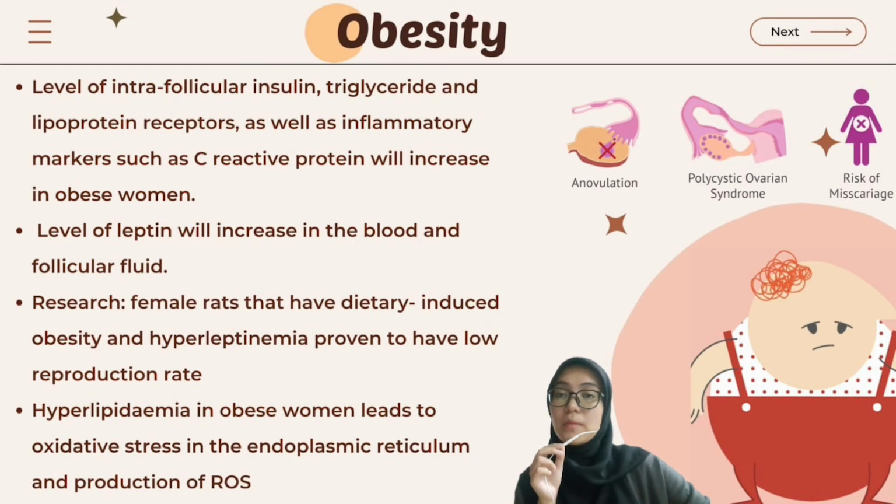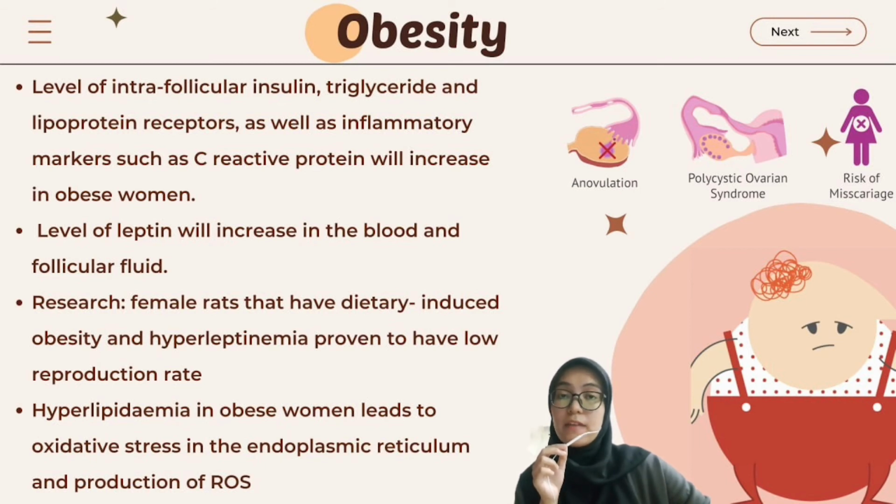Moreover, being obese has negative effects on oocyte aging. When a woman is obese, the level of intrafollicular insulin, triglyceride, and lipoprotein receptors, as well as inflammatory markers such as C-reactive protein, will increase in their body compared to a woman of normal weight.